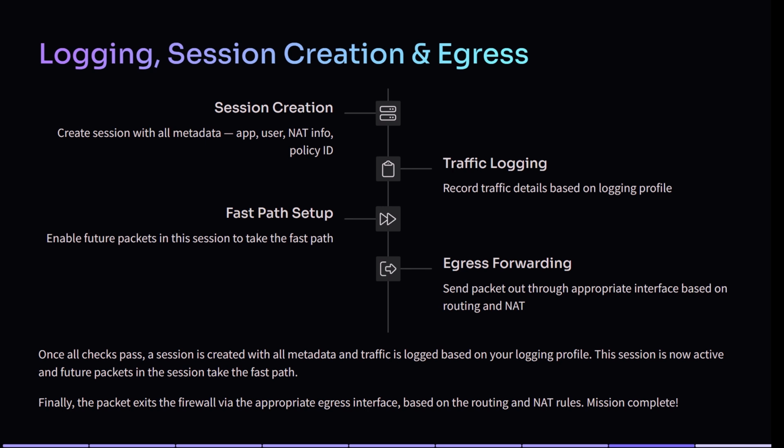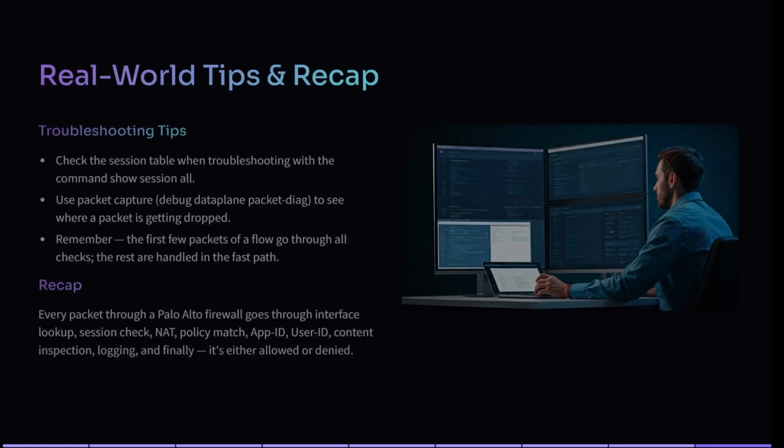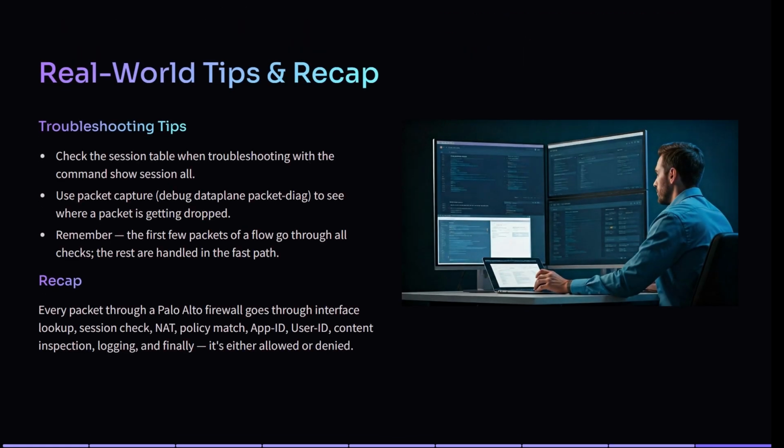Once all checks pass, a session is created with all metadata, app, user, NAT info, policy ID, and traffic is logged based on your logging profile. This session is now active and future packets in the session take the fast path. Finally, the packet exits the firewall via the appropriate egress interface, based on the routing and NAT rules.